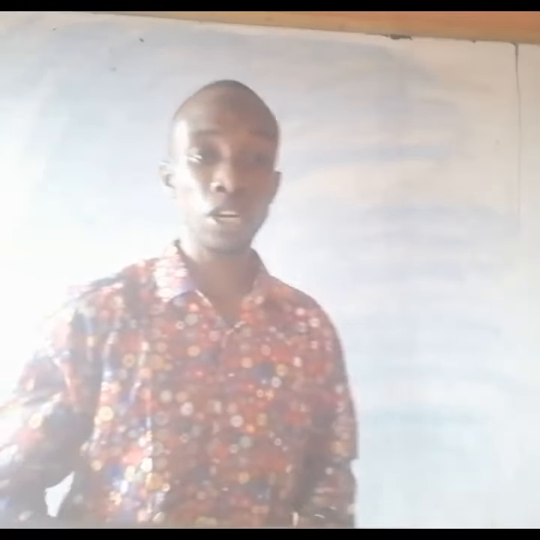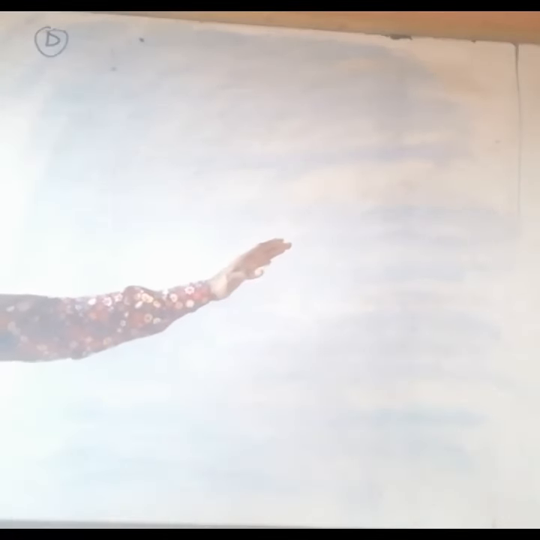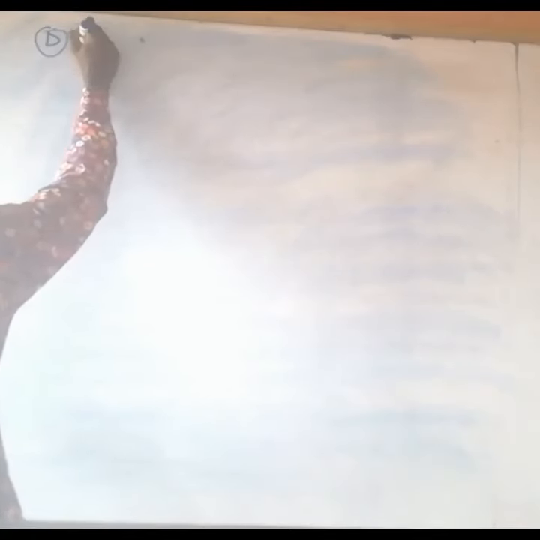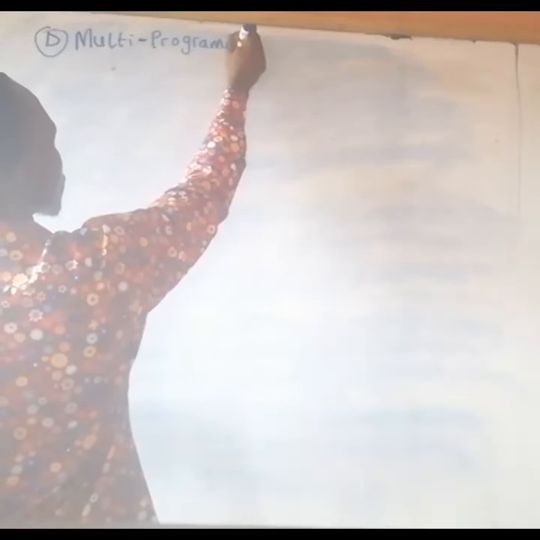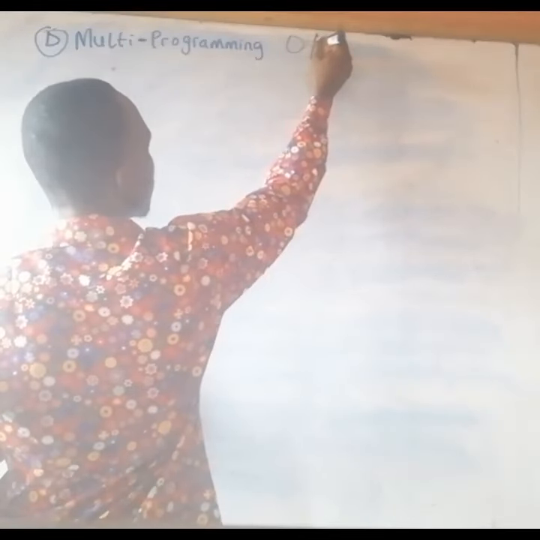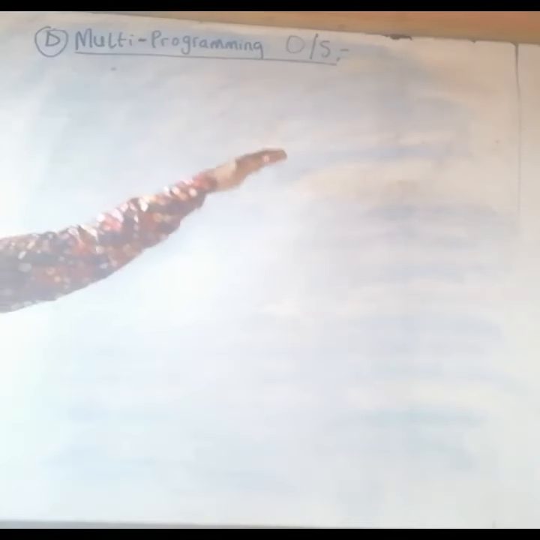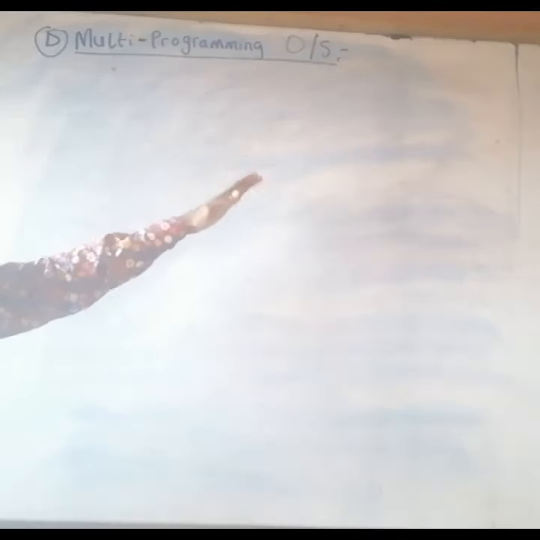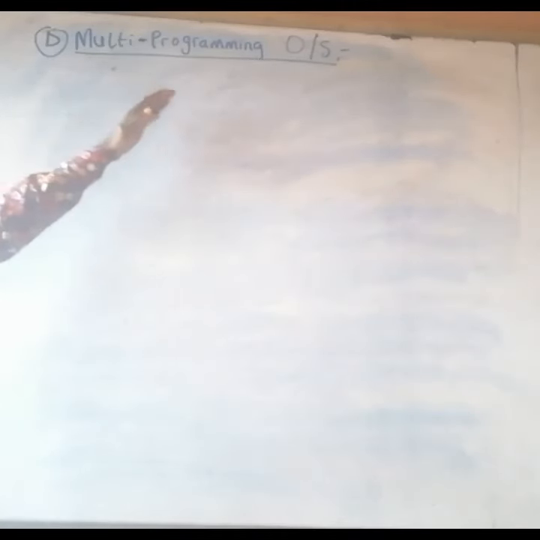The third type of operating system. Now the fourth, which is D, the fourth type of operating system, is the multi-programming operating system. On the multi-programming operating system, it allows more than one active user program to be stored in the main memory simultaneously.